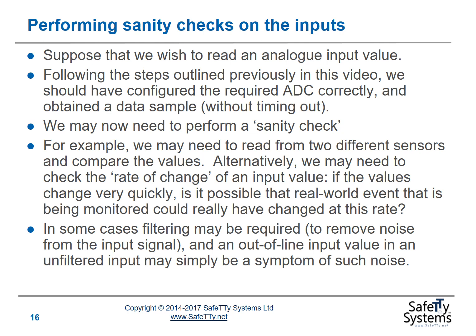If the values change very quickly, is it possible that the real-world event that is being monitored could really have changed at this rate? In some cases, filtering may be required to remove noise from an input signal, and an out-of-line input value in an unfiltered input may be simply a symptom of such noise.